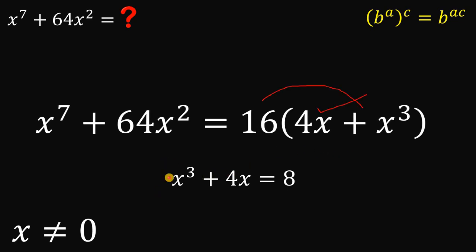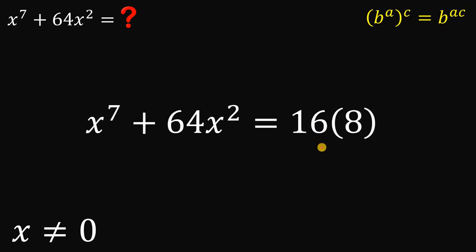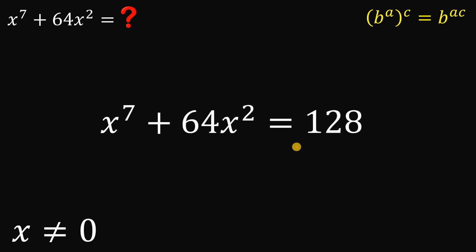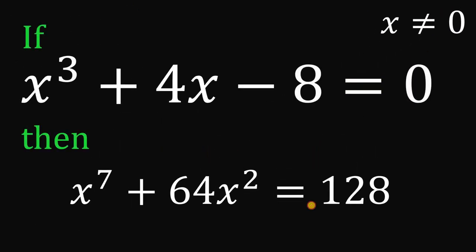Alright. Now, notice that we have a value for x cubed plus 4x. This is the same thing as 4x plus x cubed. So this is just 8. So we can replace this expression with 8. So 16 times 8 is the value of x raised to 7 plus 64x squared. And 16 times 8 will give us 128. Therefore, our answer to this question is 128. And as always, we are done.